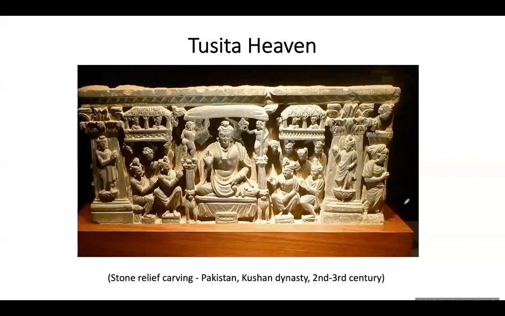So here is another sculpture, this time it also shows Tusita heaven. This is later art, a later carving. So the Buddha provided preaching in Tusita heaven. At the time, the Buddha was a bodhisattva. In other words, this bodhisattva had not been fully enlightened.